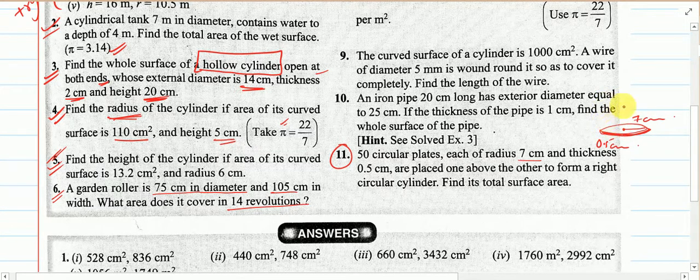Okay, just imagine that you keep 50 plates one after the other, okay, where radius of each plate is 7 centimeter and thickness is 0.5 centimeters. So what would be the total surface area? Okay, so now let us see.